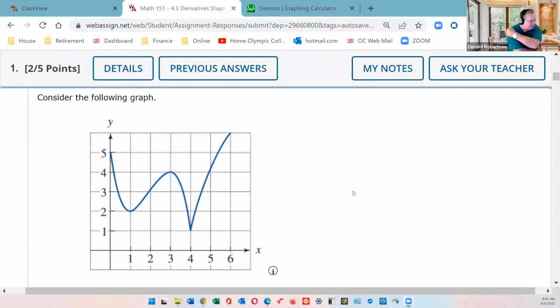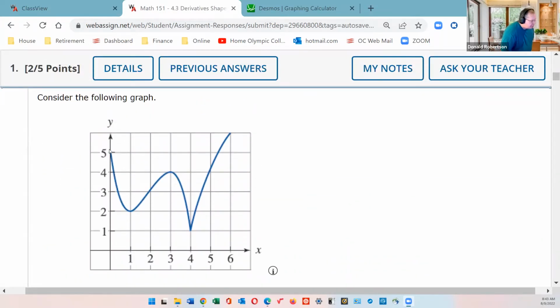So let's do an example. Right, back to this guy. Now, we already did the increasing and decreasing. Let's look at concavity now.